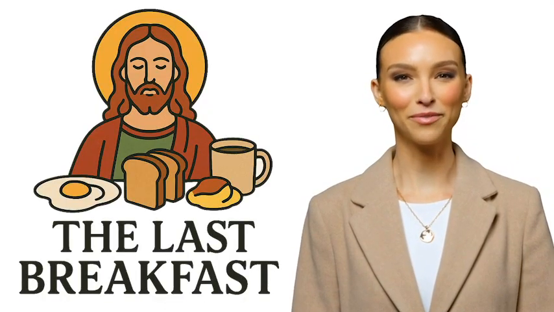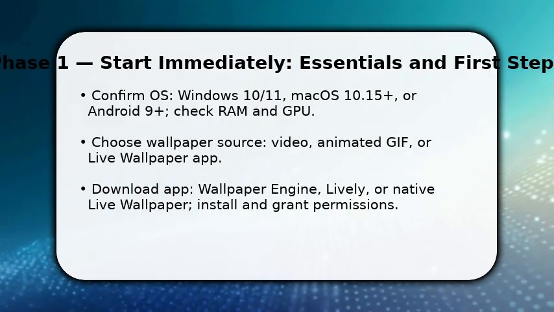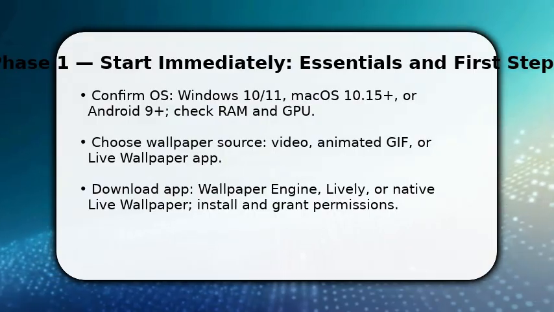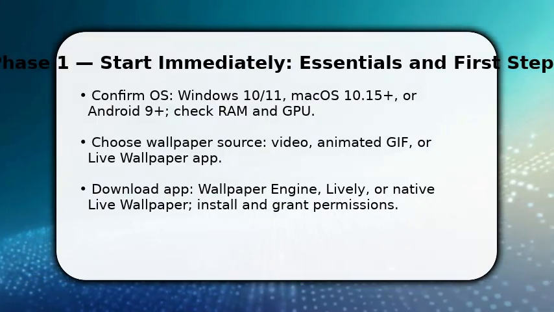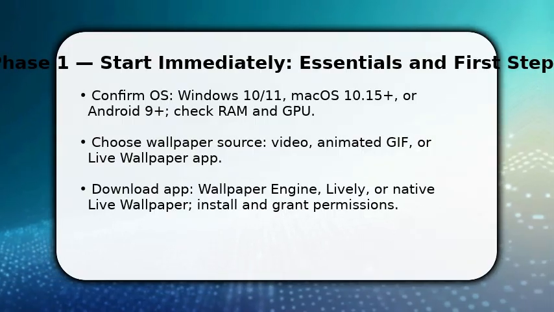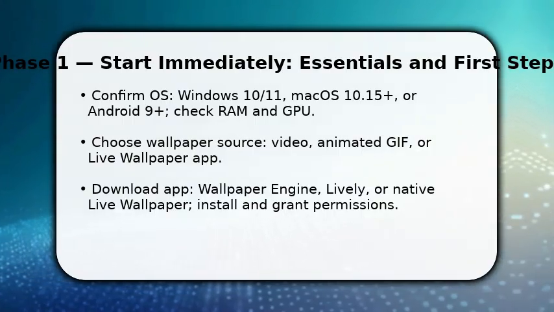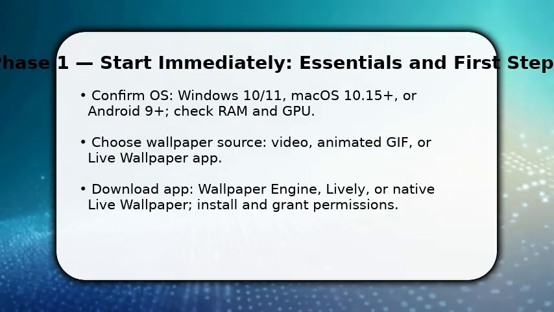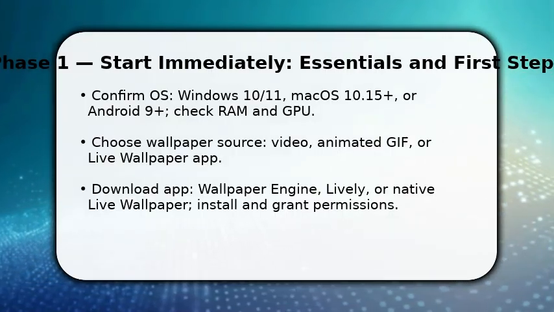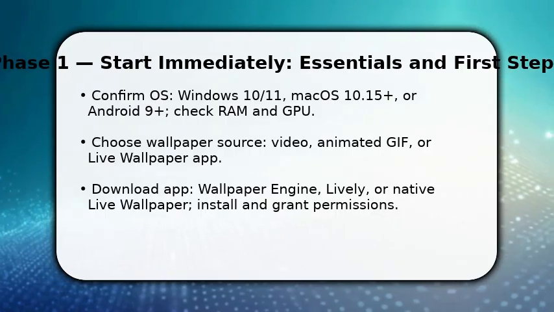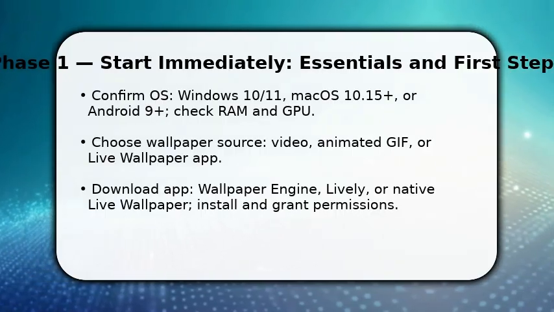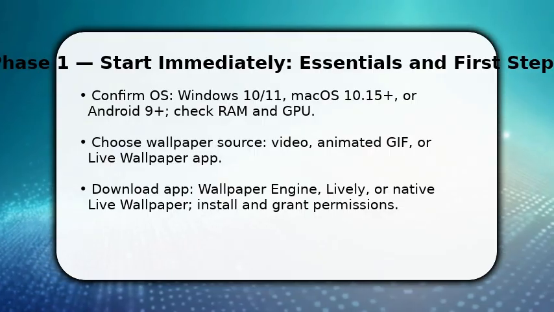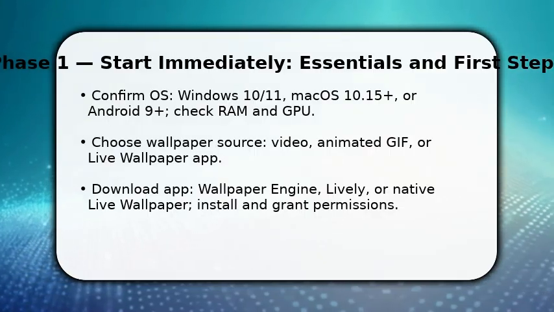Please enjoy the video. You start by preparing the essentials. Verify your device meets OS and GPU requirements, and pick the source type: video, animated GIF, or a live wallpaper package. Once done, download and install a compatible app such as Wallpaper Engine or Lively. Make sure to grant any display and startup permissions. You do this because apps handle playback, scaling, and performance.